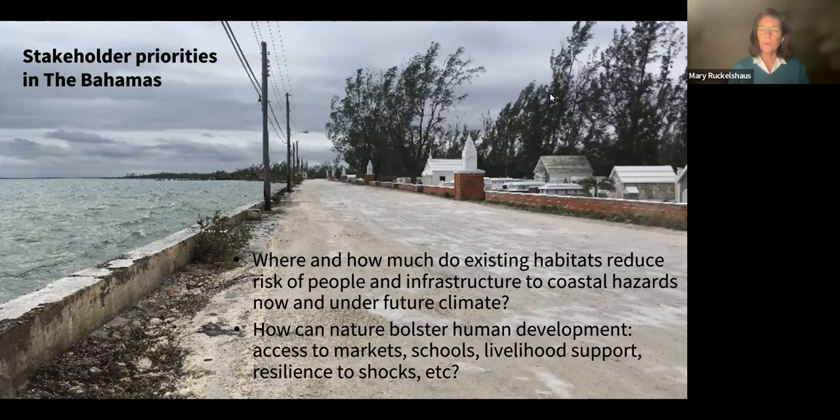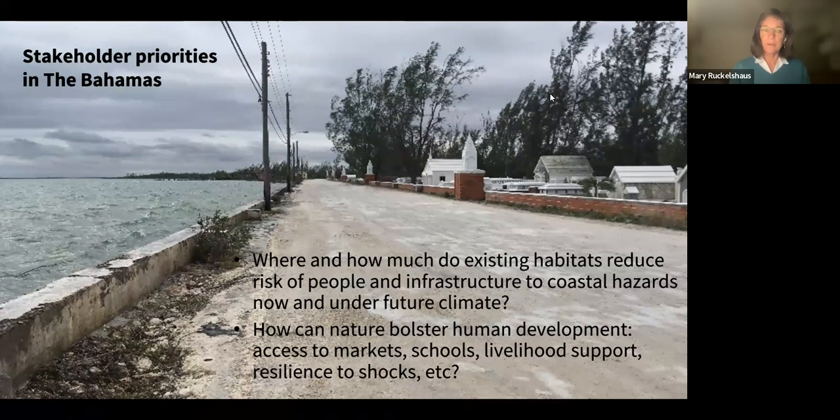Next slide. And I'm going to show you how that happens in one place today, just to give you a feel. This was working with the Bahamian government, asking these 2 main questions. So this is primarily initially from a public sector point of view. They were curious about where and how much do existing habitats like mangroves and coral reefs and seagrasses reduce the risk to people and infrastructure from coastal hazards now and under future climate change.